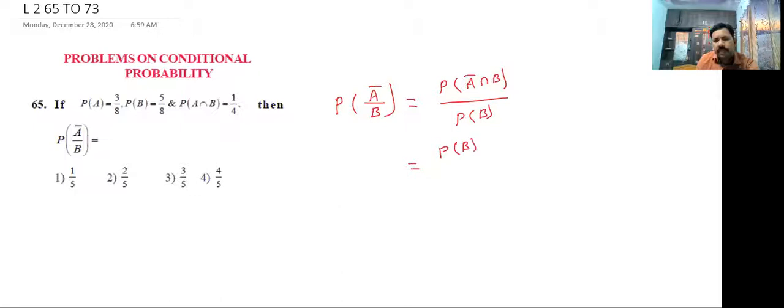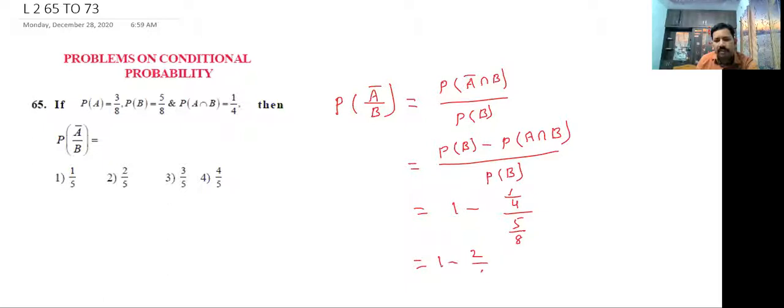P of B minus P of A intersection B, divided by P of B. Okay, split: 1 minus P of A intersection B by P of B. P of A intersection B value is 1 by 4, and P of B is 5 by 8. Here we get 1 minus 2 by 5, that is 3 by 5. 3 by 5. Third option is correct.